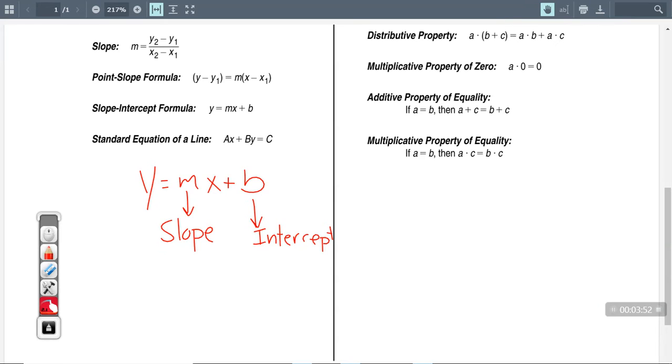That's why it's called slope-intercept form. Now, which intercept is it talking about? It's talking about the y-intercept because we start with y equals. All right, so it's the slope-intercept form.